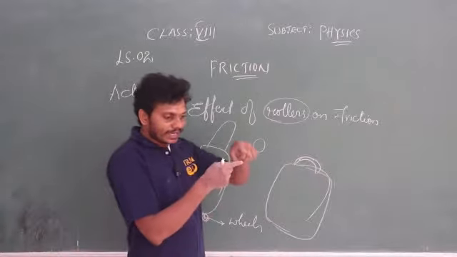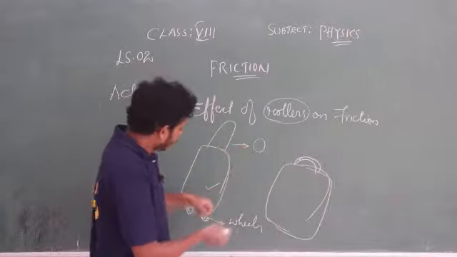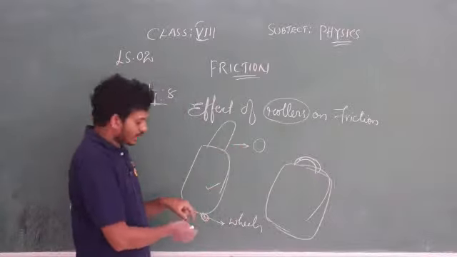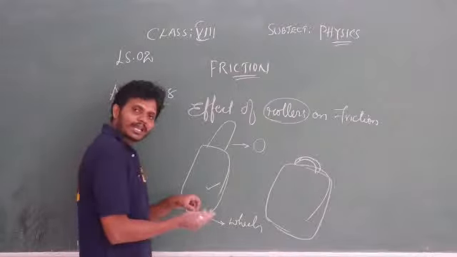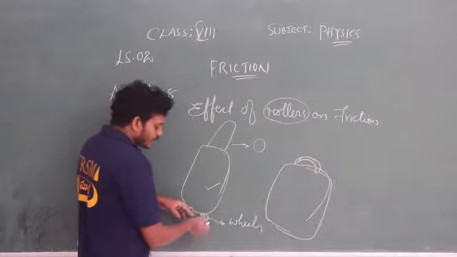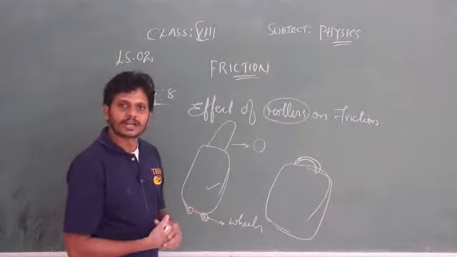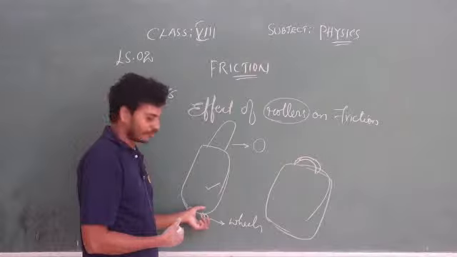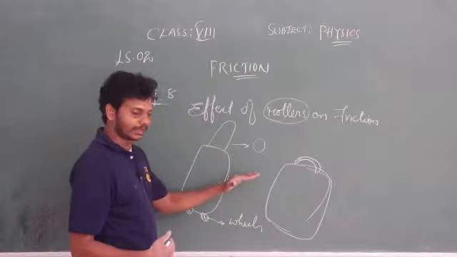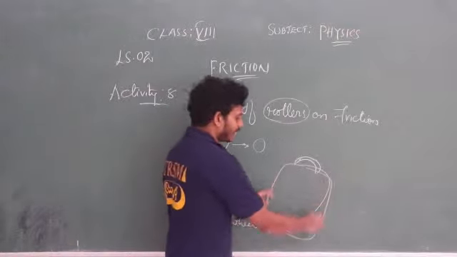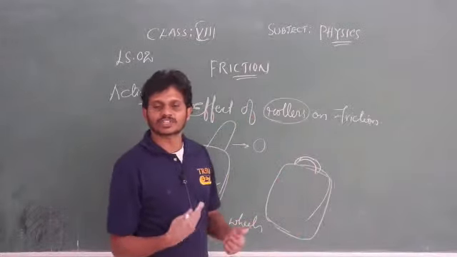The wheel touches the ground in a very small region, a small area of the wheel is in contact with the ground. If the area is small, the friction is reduced. If the friction is low, the speed is high, it moves easily. Whereas here, the contact area is more. Since contact area is more, friction also increases.